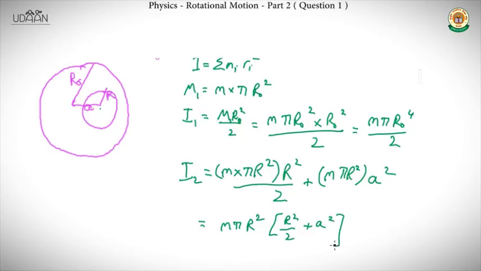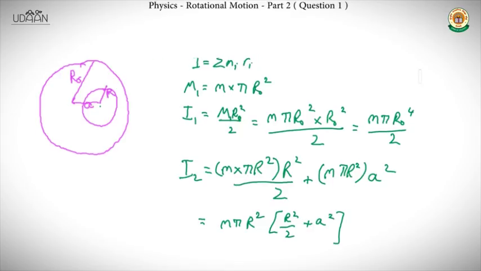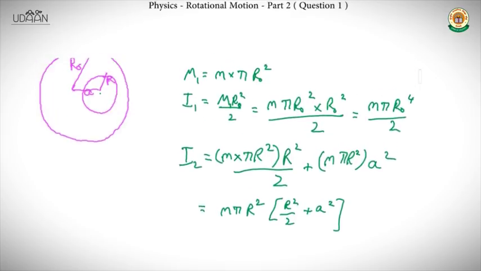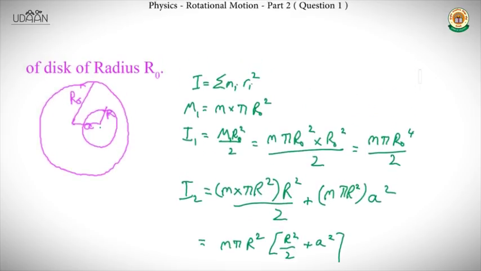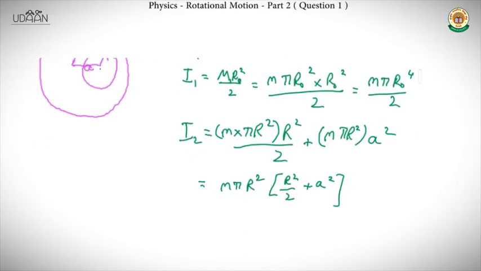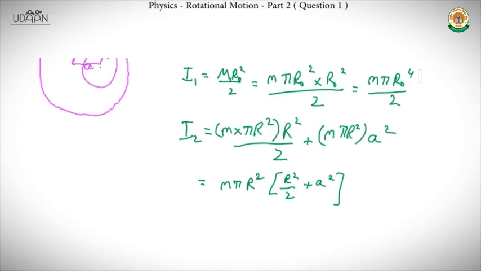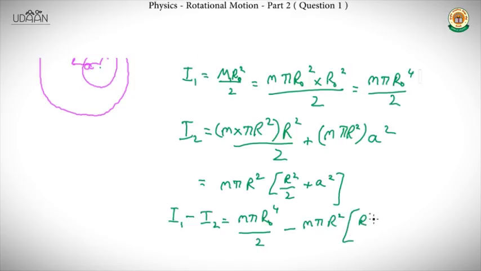So here we have found out the moment of inertia of the bigger disk and the smaller disk. As we discussed earlier, we'll now subtract these two quantities to find the moment of inertia about the axis passing through the center of mass of the bigger disk. So this will be given to us by I1 minus I2. A very simple concept. So let's put in the values from our calculated values. This will be equal to m pi r naught raised to 4 by 2 minus m pi r square into r square by 2 plus a square.